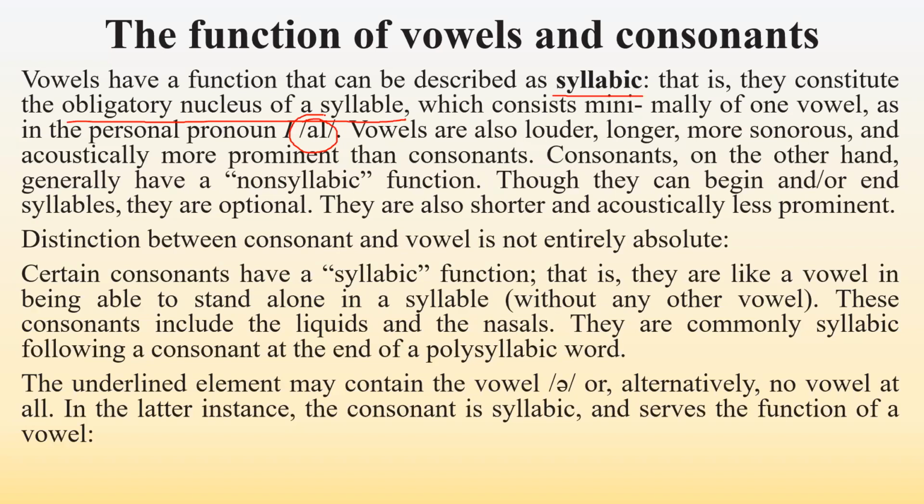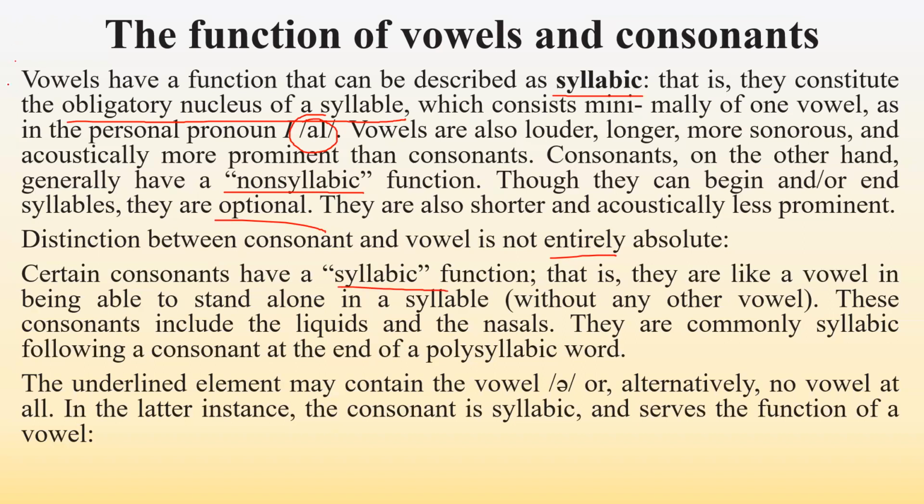So on the other hand, consonants generally have a non-syllabic function. So when you compare vowels with the consonants in terms of their functions, we say vowels are syllabic, whereas consonants are non-syllabic. Though they can begin and or end syllables, they are optional, right? Consonants are optional inside the syllable. So either consonants can be there or can't be there. But vowel is obligatory, compulsory. And when you talk more about consonants, they are also short and acoustically less prominent also. Okay, but the distinction between consonant and vowel is not entirely absolute, right? Certain consonants have a syllabic function also.